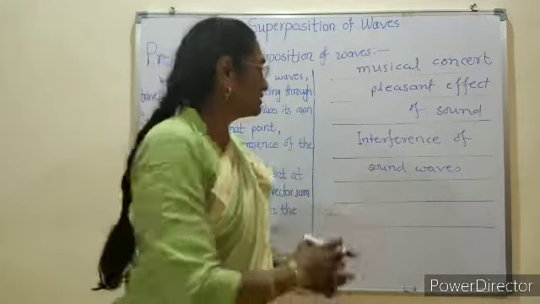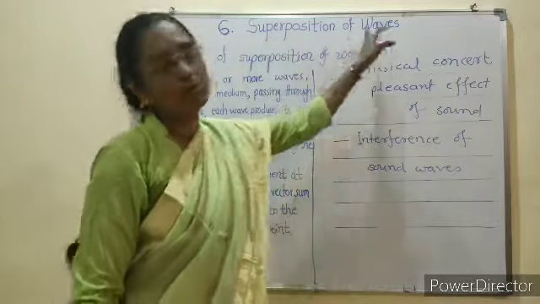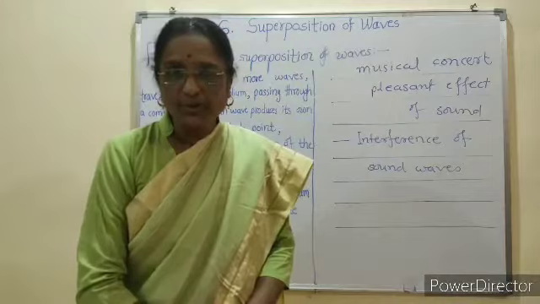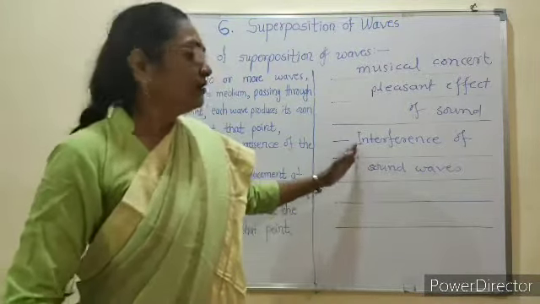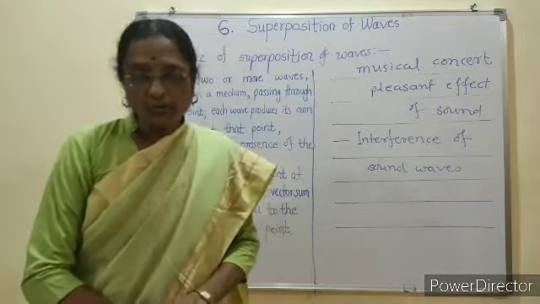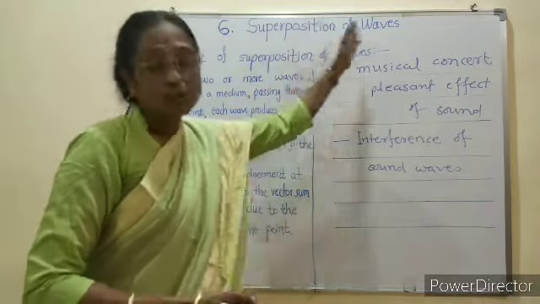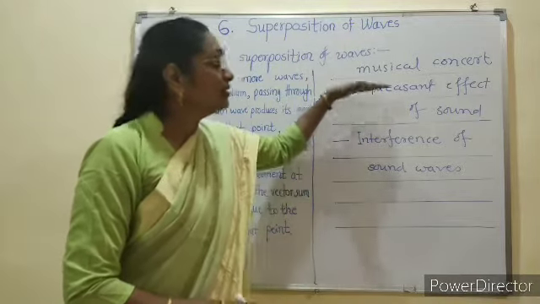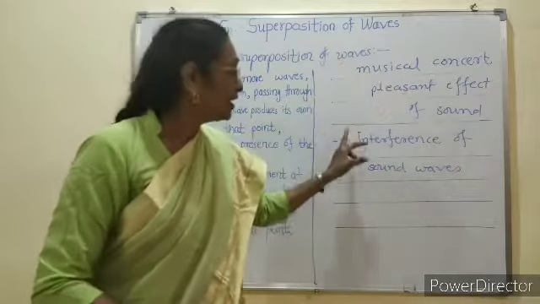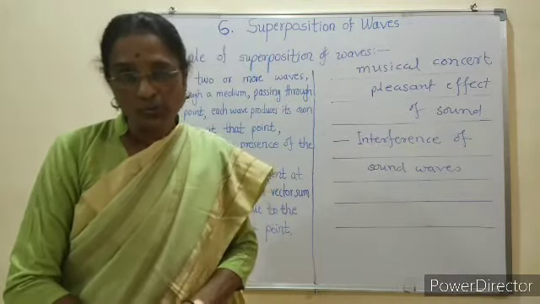This interference is because of superposition of waves. In that hall or in that region, there is overlapping of sound waves. They superpose each other and then they produce a certain effect. That effect we call interference of sound waves.